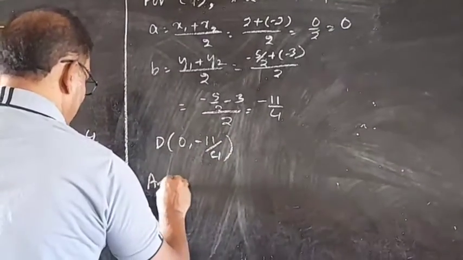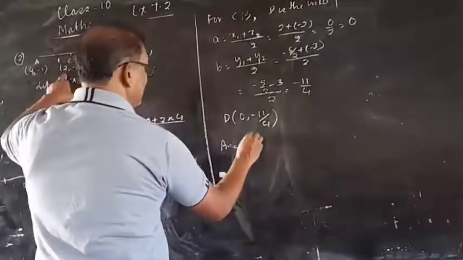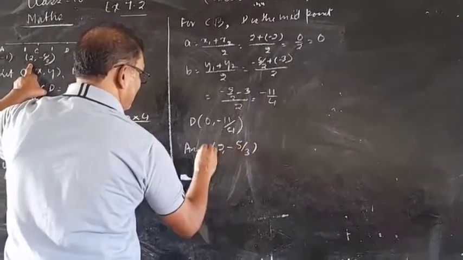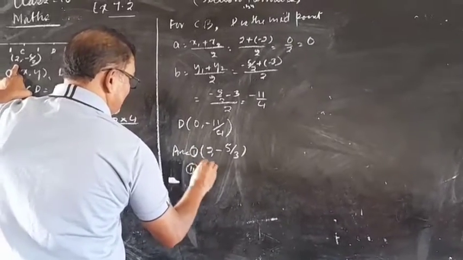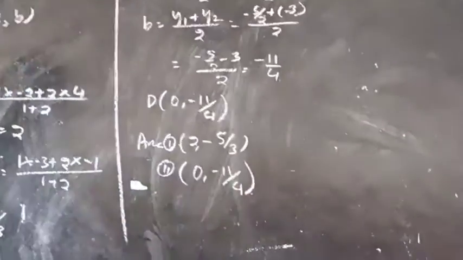So your answer will be (2, -5 upon 3) as the first answer, and the second answer (0, -11 upon 4). You got it?